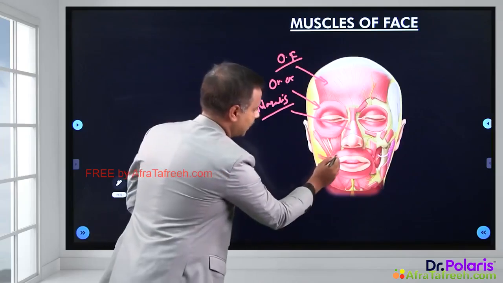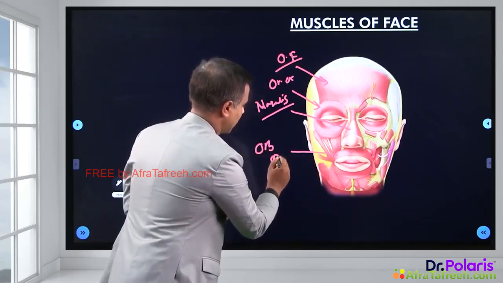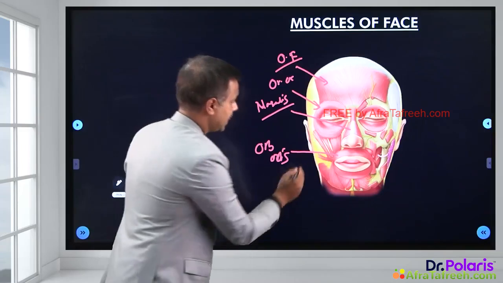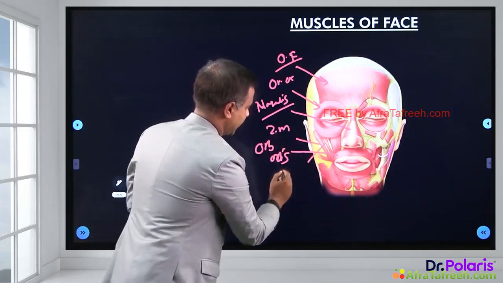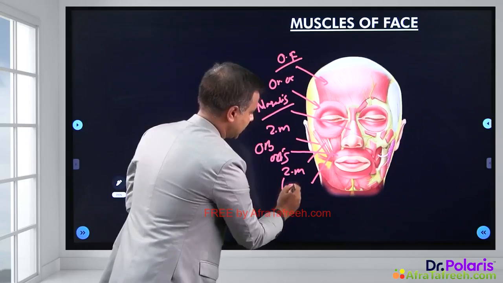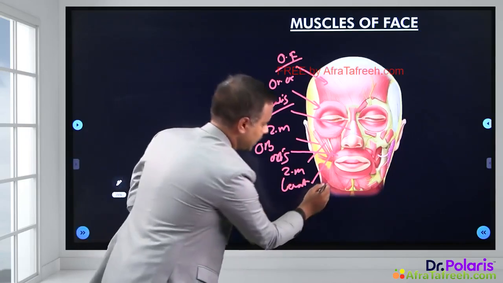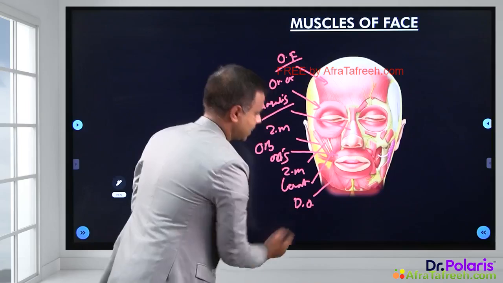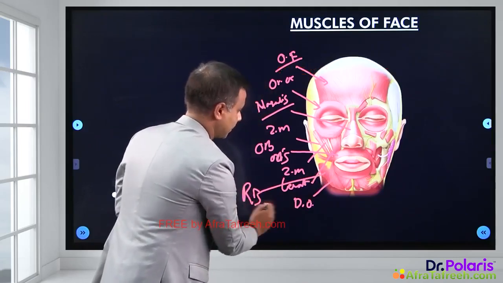Okay. Now this is our orbicularis oculi, orbicularis oris. Right. Then we have the zygomaticus major. Then we have the zygomaticus minor. These are the levator muscles of the upper lip. Then this is the depressor anguli oris, whereas this muscle is risorius.